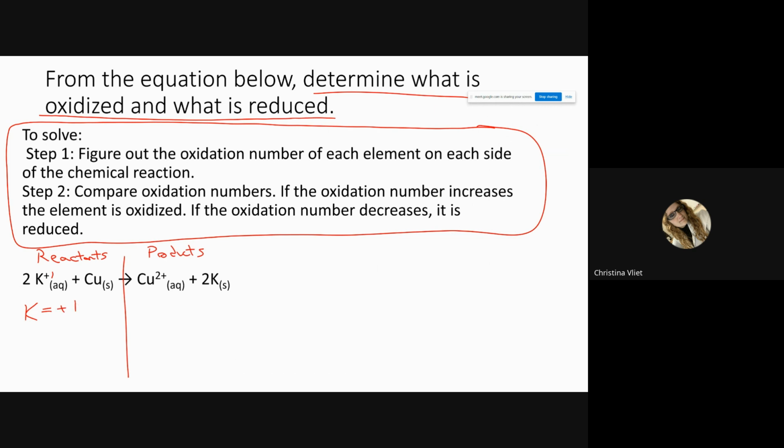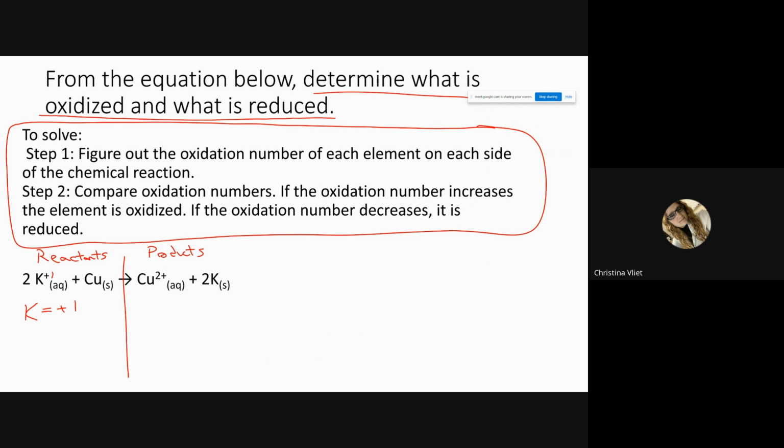And I do want to say that the 2 in front is irrelevant to this process, meaning you would not take this 1 and multiply by 2, because what you're giving is the charge of each potassium. So you do not consider the coefficients in this process. So far, so good? It's just the charge of potassium on the reactant side is +1.